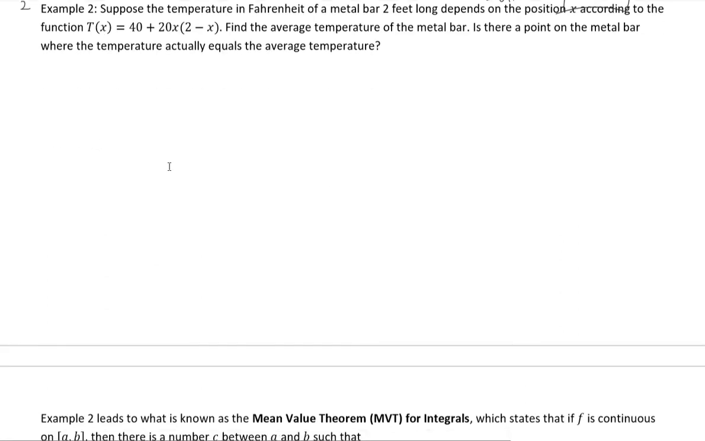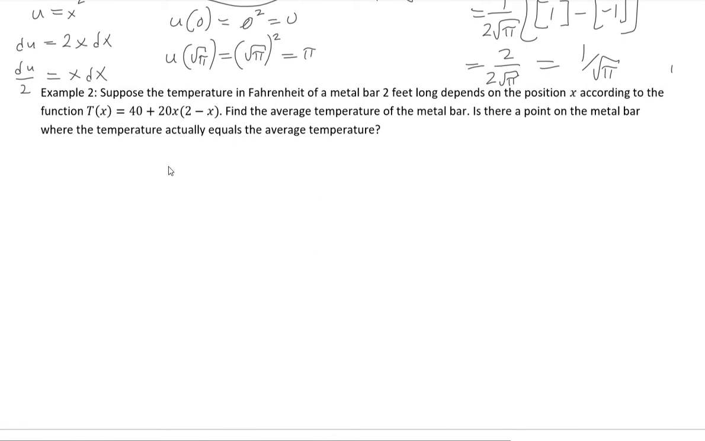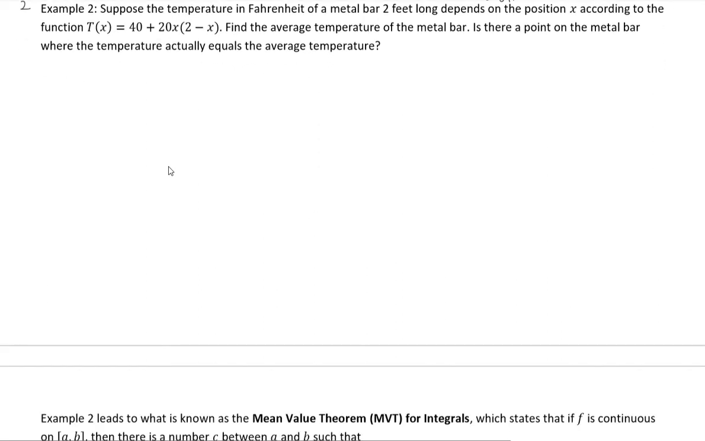Let's erase this box so I can see it better. Suppose the temperature in Fahrenheit of a metal bar 2 feet long depends on the position x according to the function T of x, or temperature, equals 40 plus 20x times 2 minus x. What we want to do is find the average temperature of the metal bar, and is there a point on the metal bar where the temperature actually equals the average temperature?